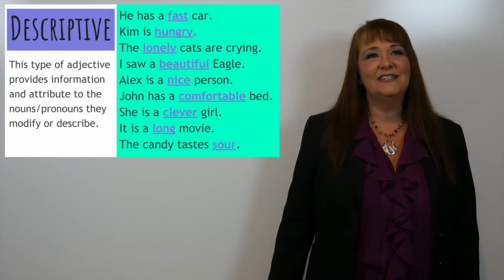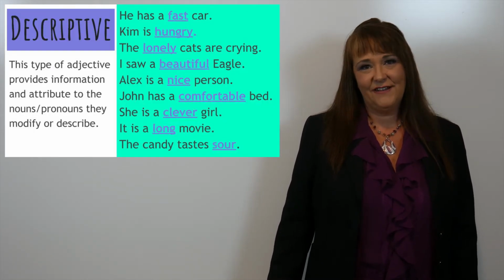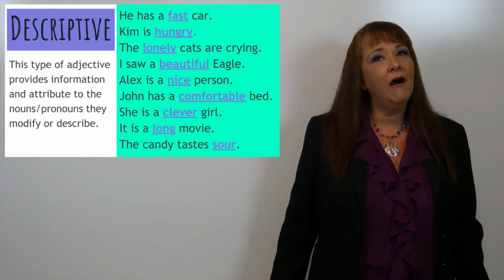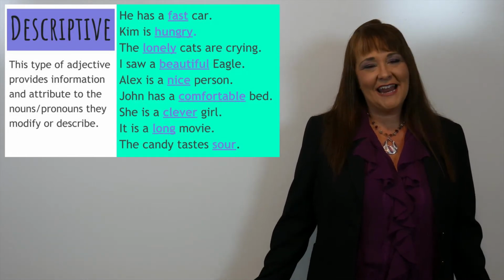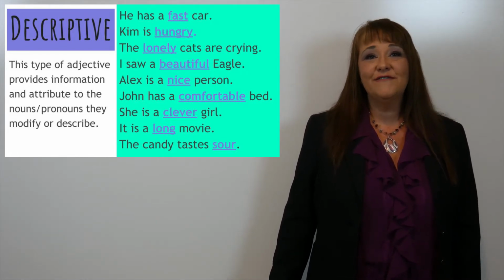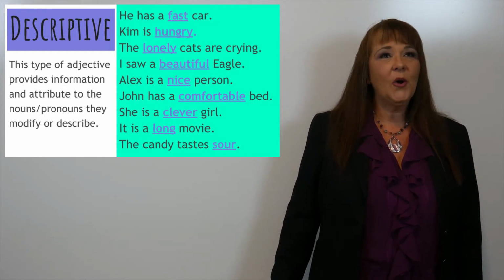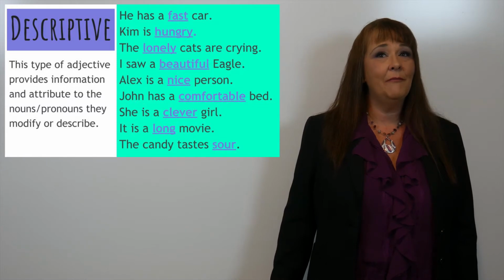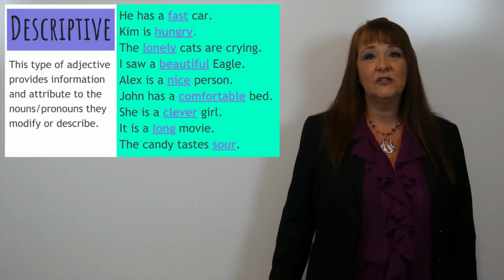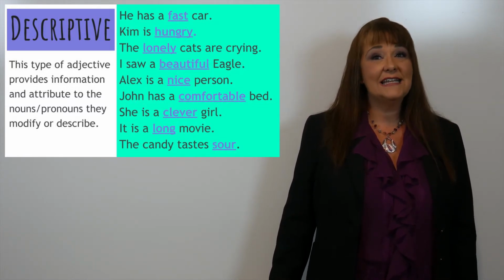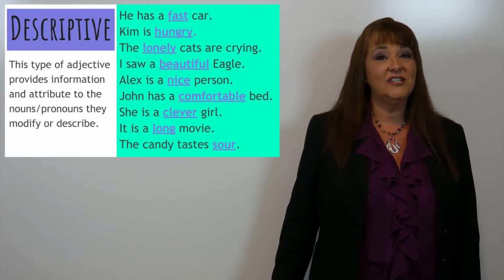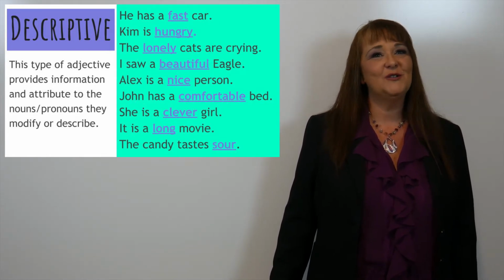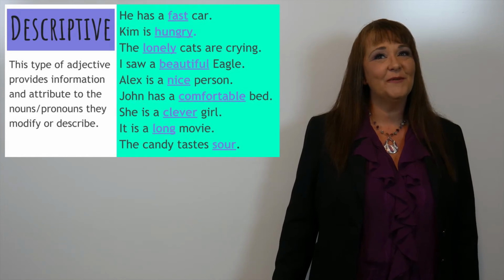The first type of adjective we're going to talk about is called a descriptive adjective. This is the most common type of adjective. It provides information or attributes to the nouns or the pronouns that they modify or describe. Like I said, most of the adjectives in the English language belong to this type.